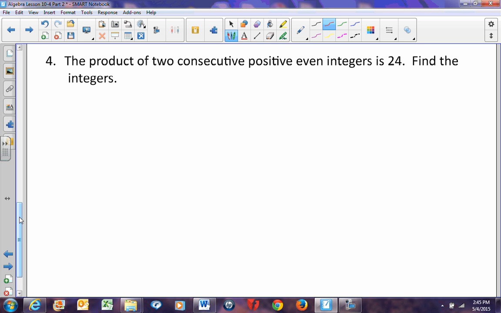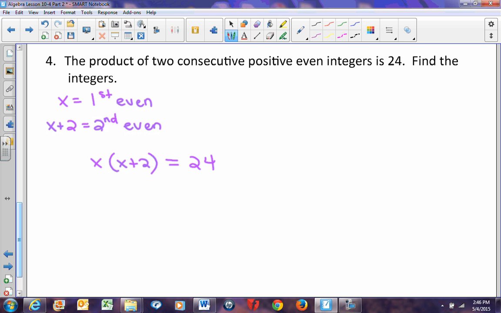Okay, two consecutive positive even. So I'm going to let x equal my first even, which means x plus 2 is my second even number. The product of them, every time up to this point we've always been doing sums. Now we're doing products. So x times x plus 2. The product of two consecutive positive even integers is 24. So x times x plus 2 is 24.